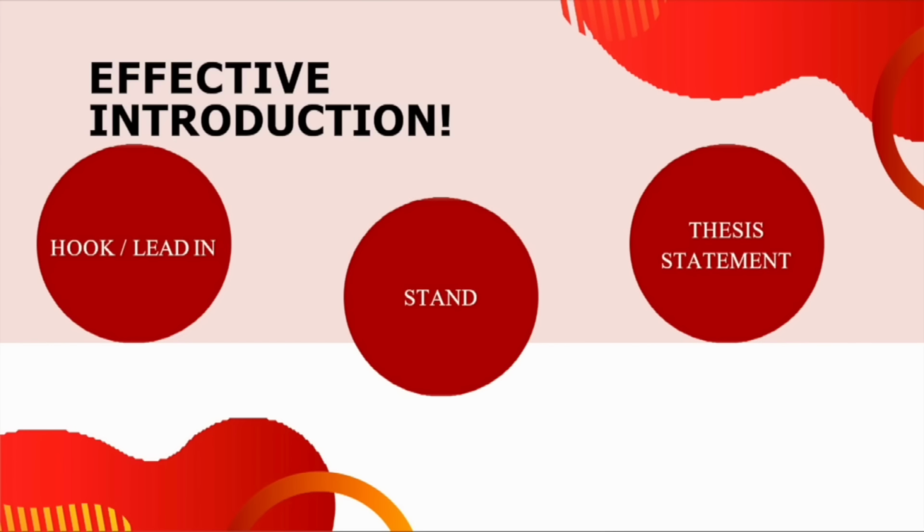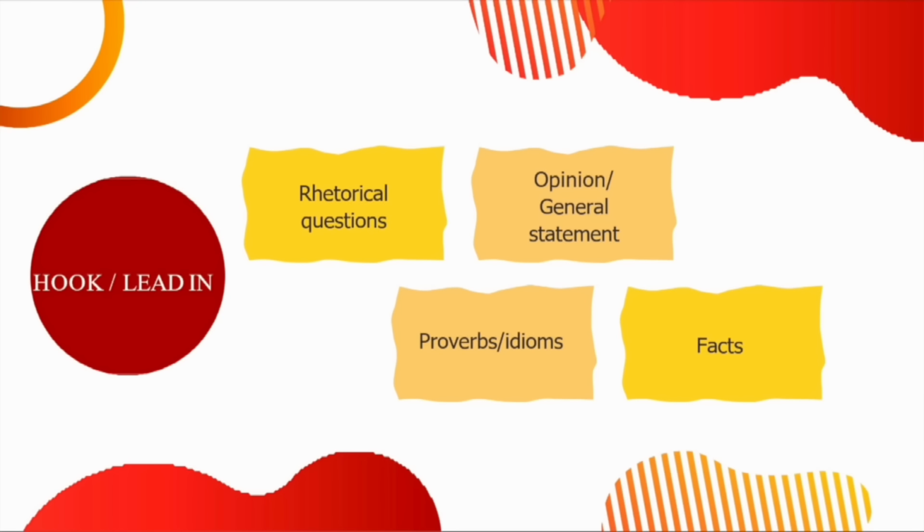An effective introduction has three main parts: hook or leading, stand, as well as the thesis statement. Now let's break this down one by one. Now let's move on to the first item, which is the hook or leading. This is your first sentence and it should hook your reader's attention, just like a good opening scene in a movie. It introduces the topic in an interesting or thought-provoking way, but without immediately giving your opinion.